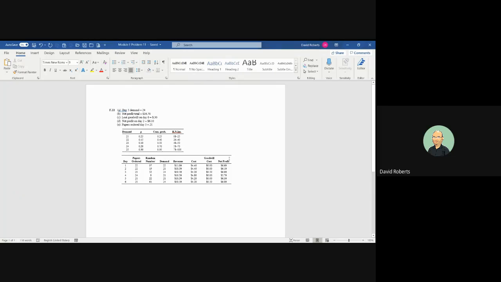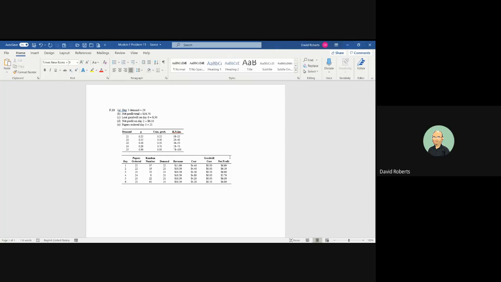Welcome to Module F, problem number 11. Before we can answer questions A through E, we need to create the table below. First thing we need to do is create the cumulative probabilities. So all that we do is take the fact that the probability of 21 newspapers for the demand is 25%.